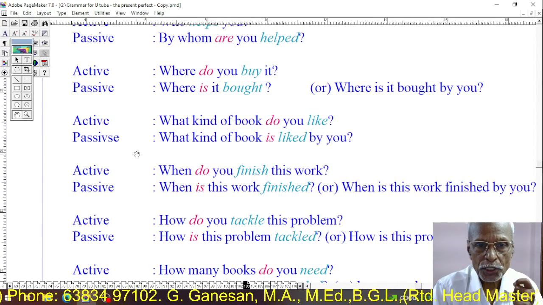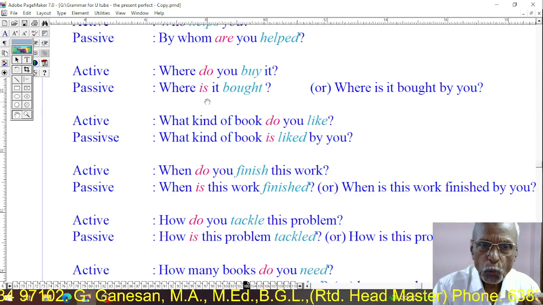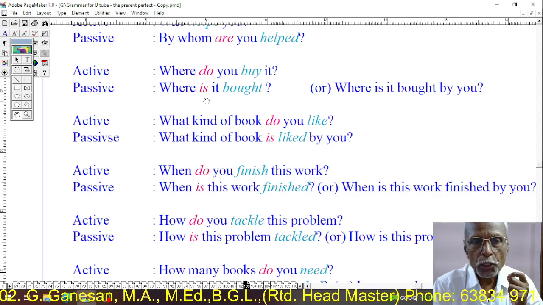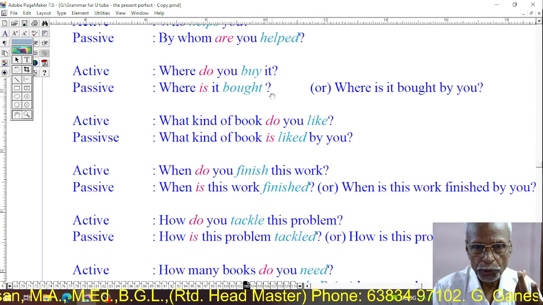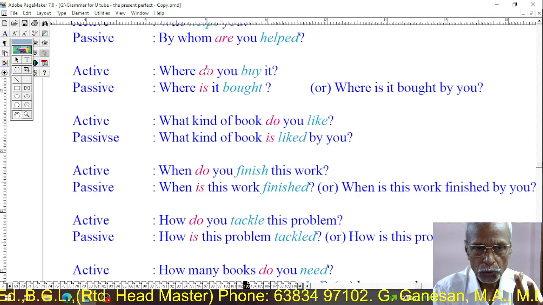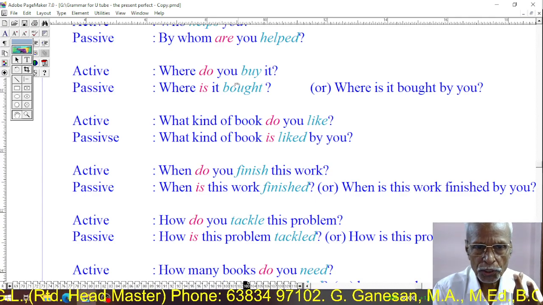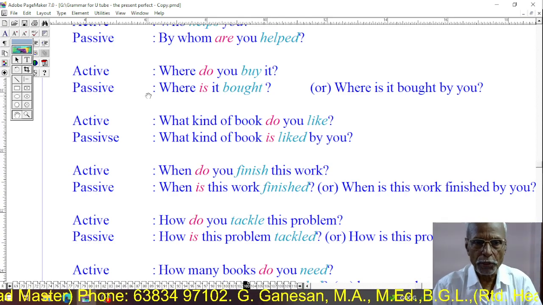Where do you buy it? Where is it bought? Do is replaced, the subject is it, and you becomes by you. Where do you buy it? Where is it bought by you?